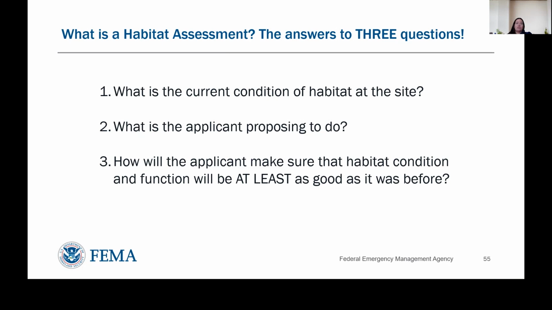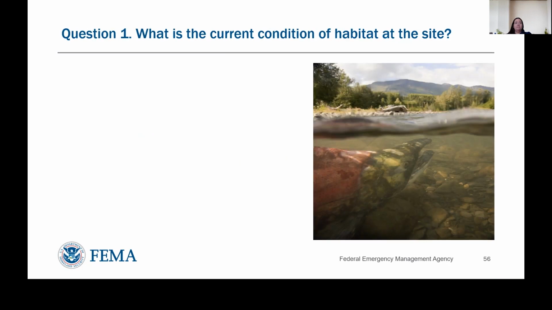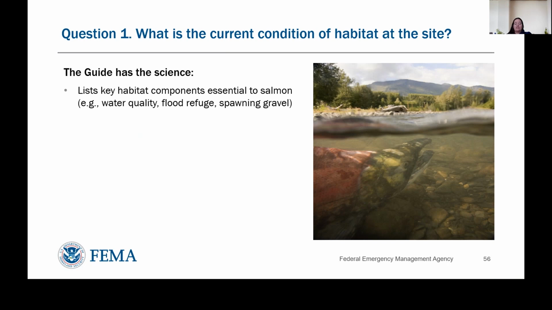So these are the 3 questions that a habitat assessment should answer. There are specifics about how they need to go about answering them. There's some rules and some vocabulary involved, but essentially this is what a habitat assessment should accomplish. So the first question, what's the current condition of habitat at the site? I mentioned this a little bit before, but it's that snapshot of everything that's there before.